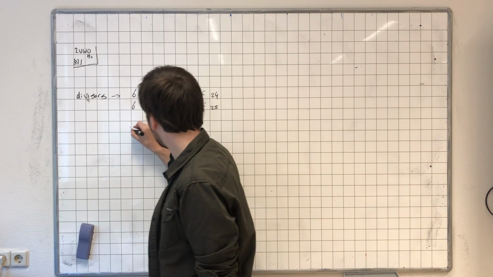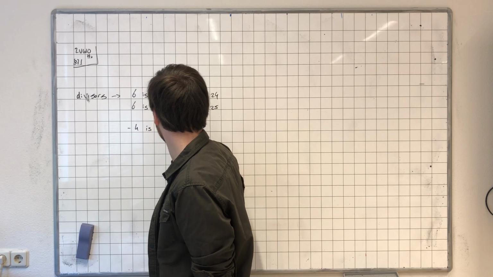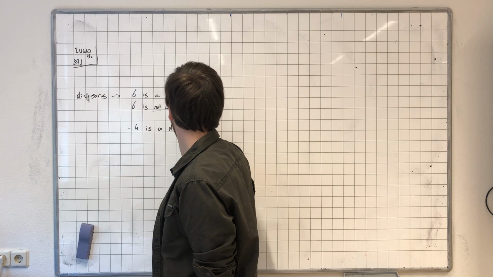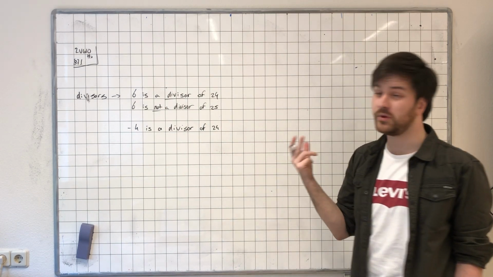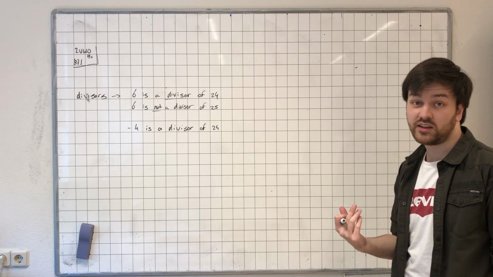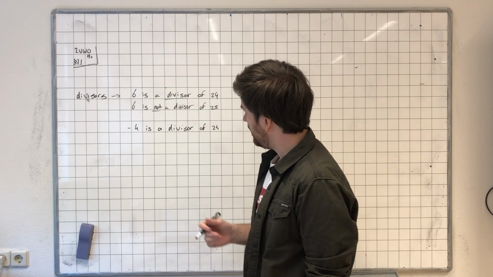If you think about minus 4, it is a divisor of 24. Because 24 divided by minus 4 is minus 6, and minus 6 is negative, but minus 6 is a whole number. Okay.